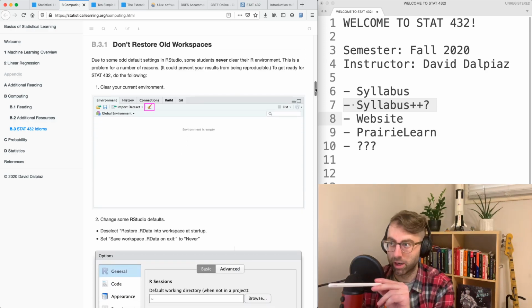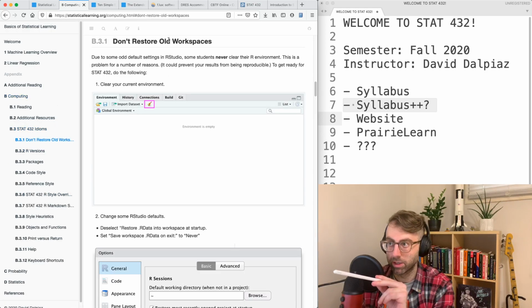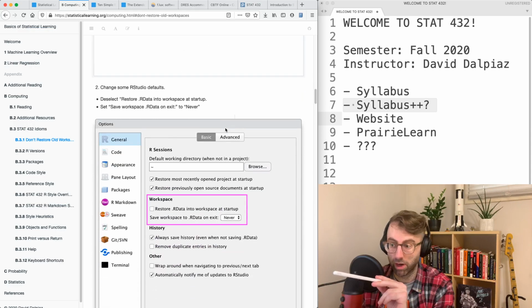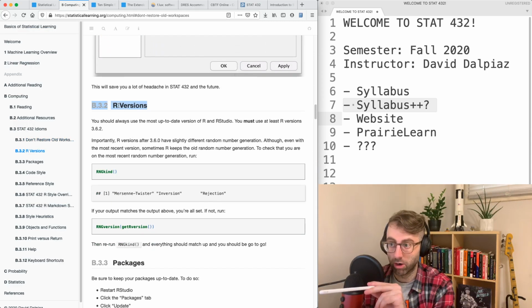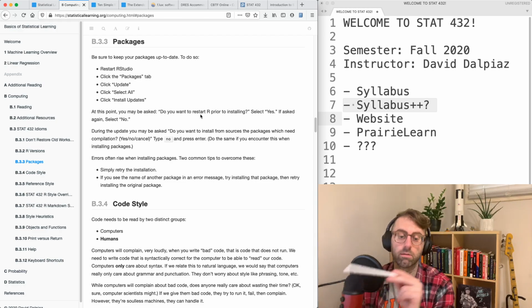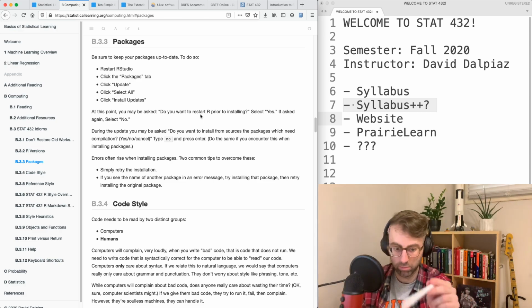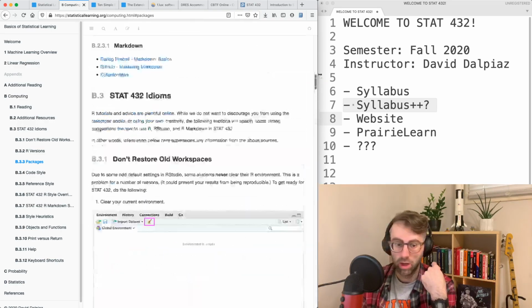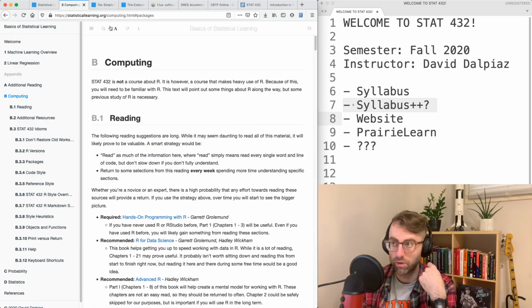But these 3 things: this messing with your workspace settings, very important. Getting your R version up to date, very important. Making sure your packages are up to date, very important. Again, follow-up video on that, but it bears repeating that this is very important for this course. And then the rest of this is sort of some notes specific to helping you best use R in 432.